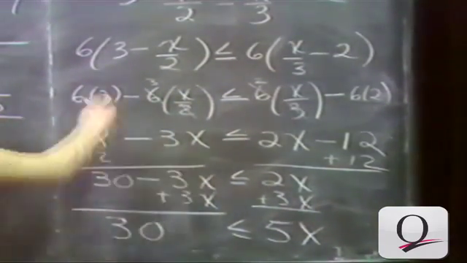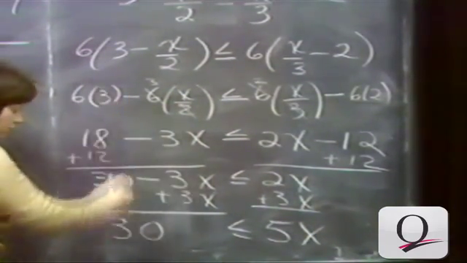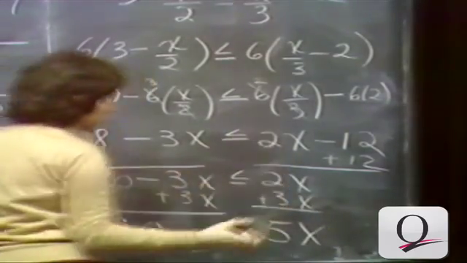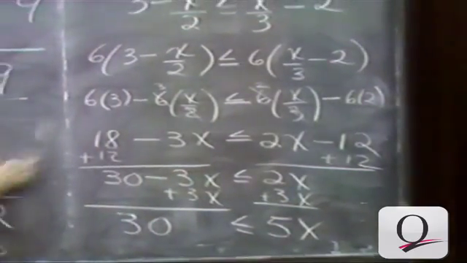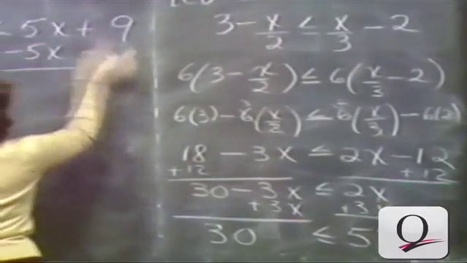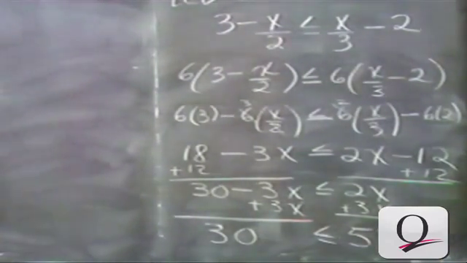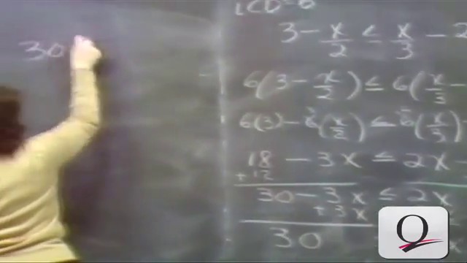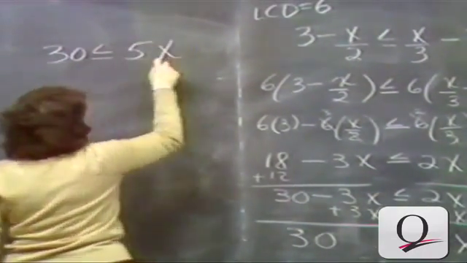Well, you don't have to isolate the variables on the left. In this particular case, we have the constants on the left, the variables on the right. That's perfectly okay. We're at the point where we have 30 is less than or equal to 5x.